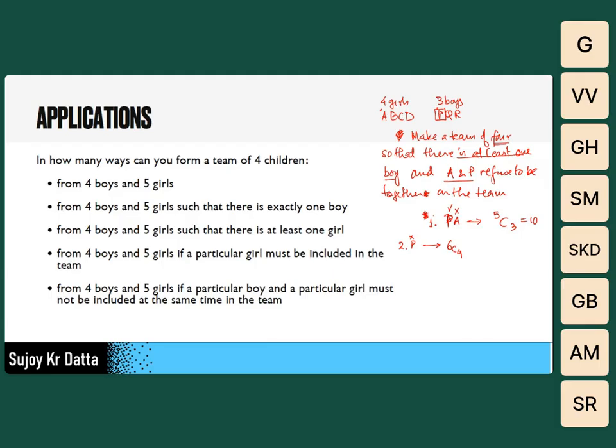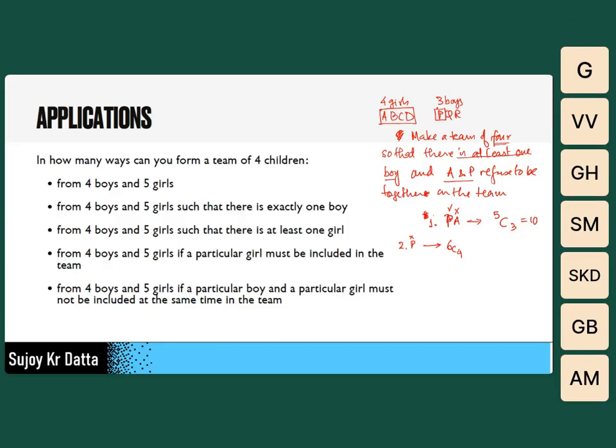But when I do 6C4, there remains one small chance that all four girls get selected. There is no restriction on A, mind it. If P is not selected, A may be there, may not be there. So all four girls, A, B, C, D coming into the team is possible. But in that case, the condition that there is at least one boy is not being satisfied. So we need to remove that case where only girls are there.